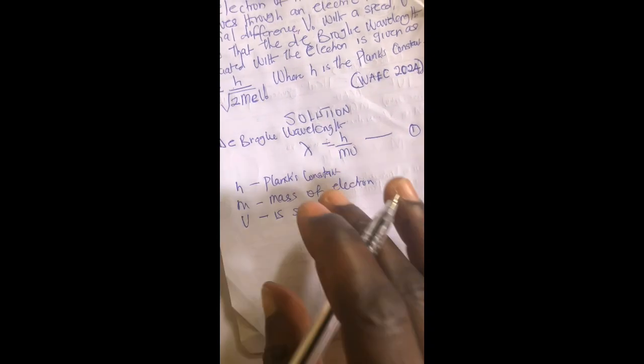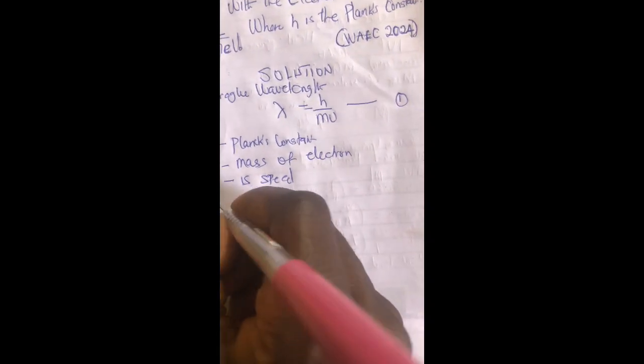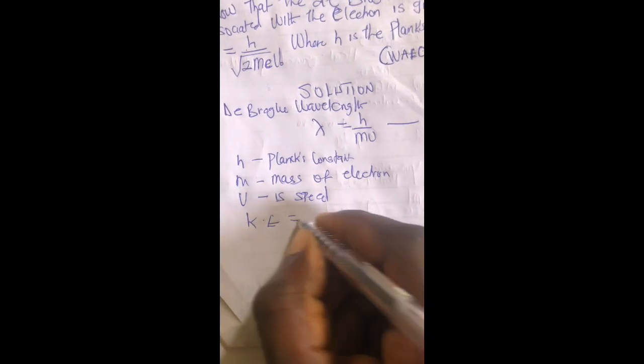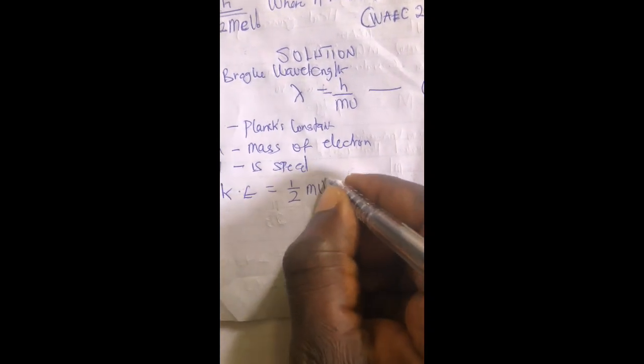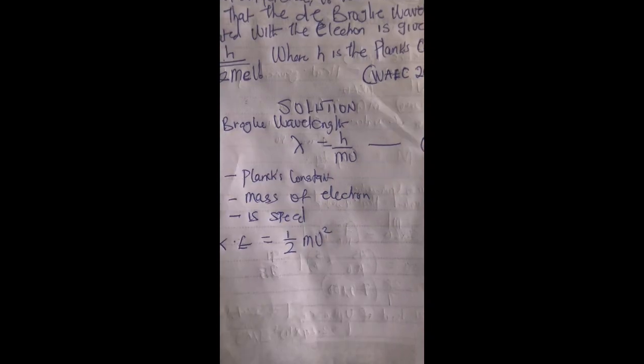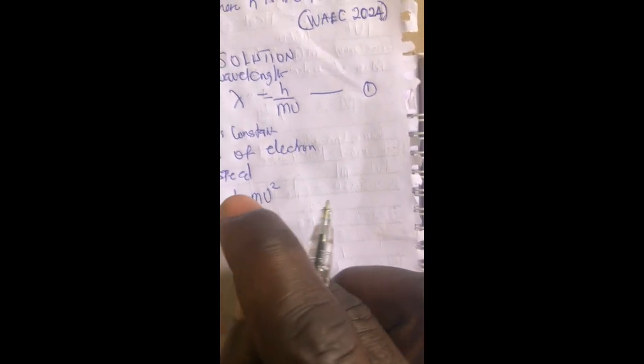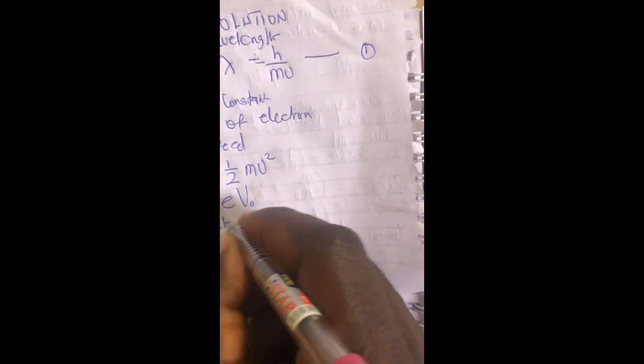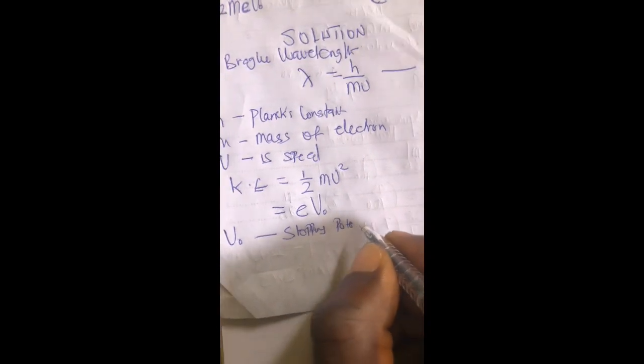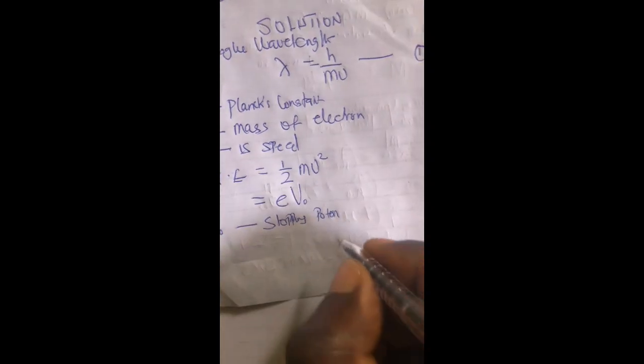Now we know that v is the speed. From kinetic energy, when we are taught mechanical energy and types of energy, we know that kinetic energy KE is given by half mv squared. The kinetic energy of an electron is always given as eV0, where e is the charge of the electron, while V0 is the stopping potential.